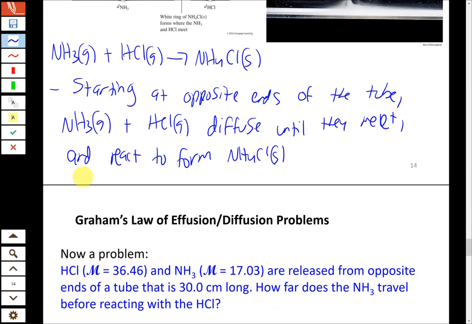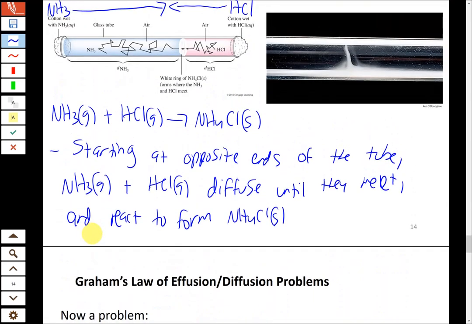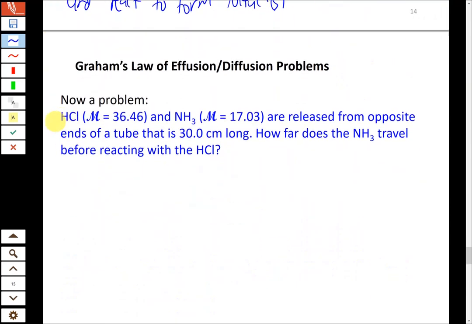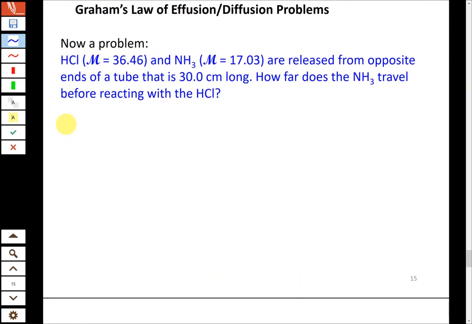All right, so here's how the problem would be set up. Again, there are homework problems like this. I just want to make sure that I do one in class to familiarize yourself with it. All right, so we're doing this exact experiment. We're taking HCl and NH3, releasing them from opposite ends of a glass tube that's 30 centimeters long, so that's exactly 1 foot long. And we want to know how far does the NH3 travel before reacting with the HCl.